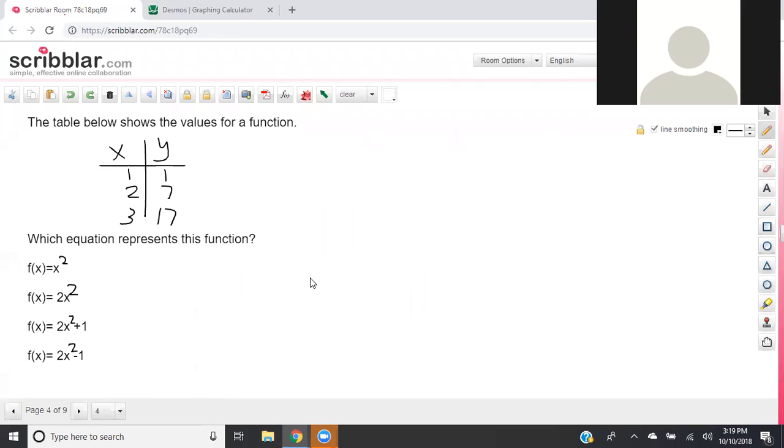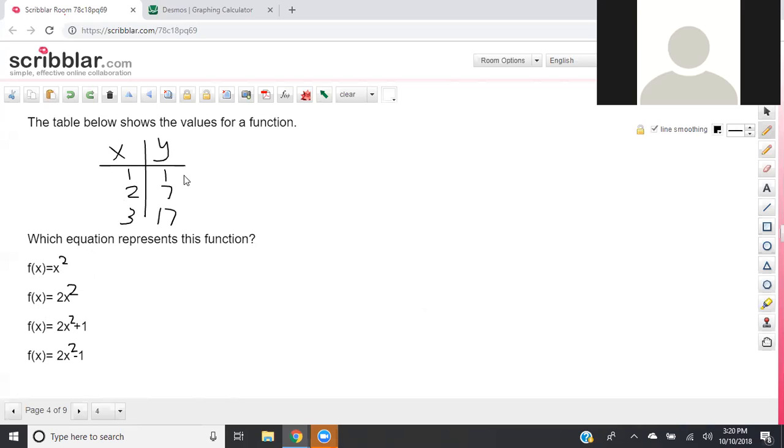Okay, so another pattern, but this time they're relating it to an equation. The table below shows the values for a function. Which equation represents this function? So a function is a special type of math equation you can work with, and it has a lot of super special properties. Even though you may not know exactly what the word function means, it's not actually super important. What's important is being able to look at this equation and relate it to this table.